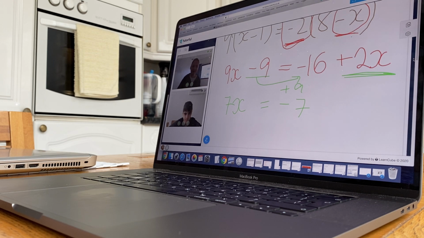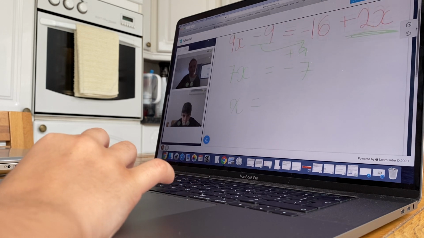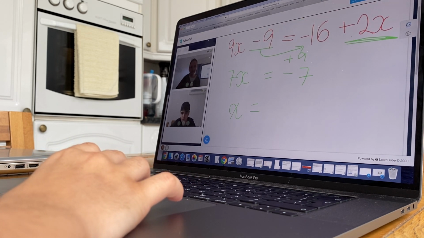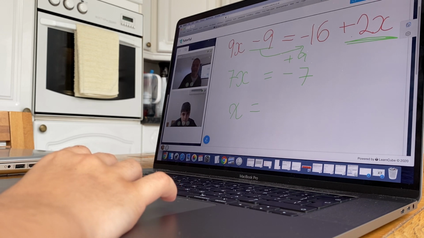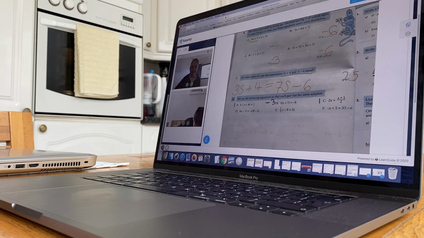What's x equal to? x is going to be negative 1. Perfect. x equals minus 1. Exactly right. Okay, so this one here was minus 1. That was quite a tricky one, so well done on that one.